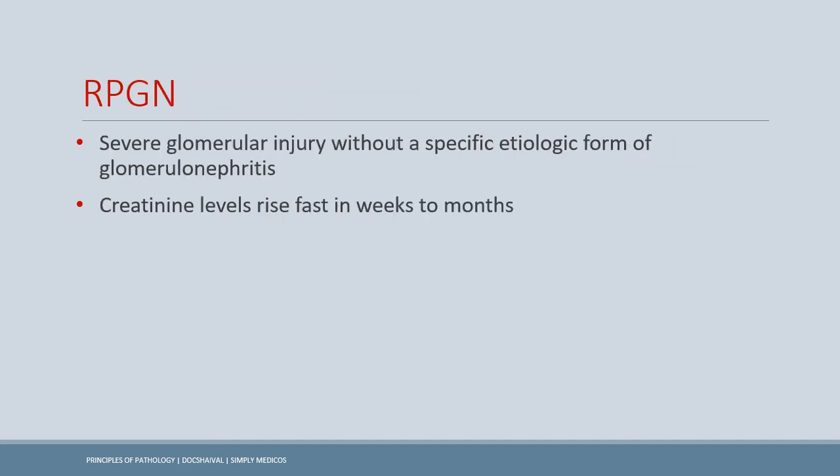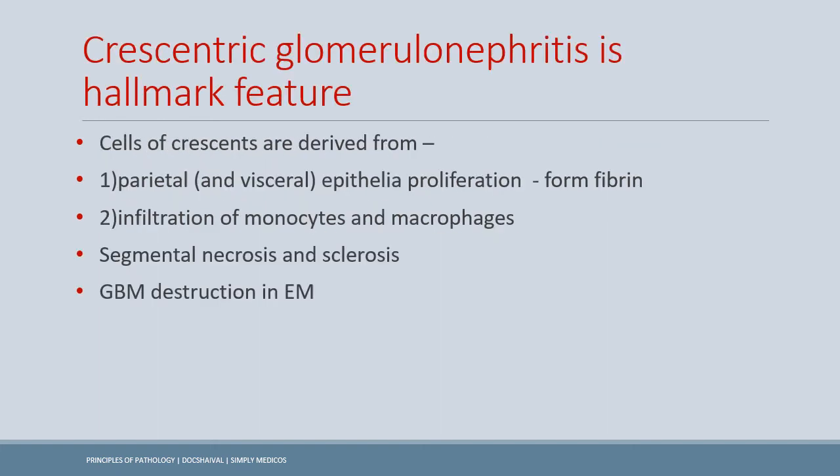Now, RPGN, rapidly progressive glomerulonephritis, is the second one of the nephritic syndromes which we are going to see. In this, severe glomerular injury occurs and it's usually idiopathic, and the creatinine levels rise fast in weeks to months. Now, the hallmark feature of the RPGN is crescent formation.